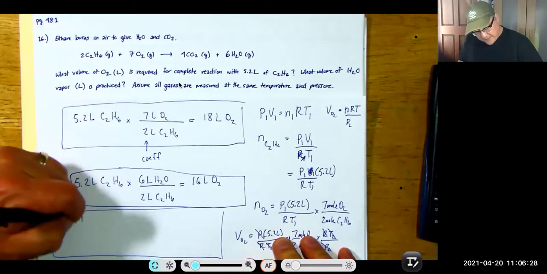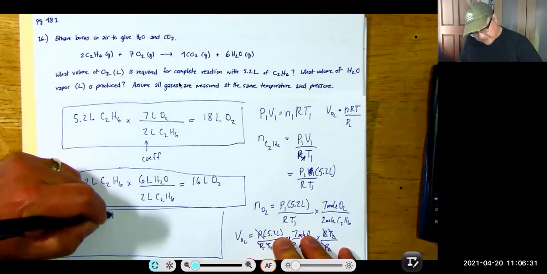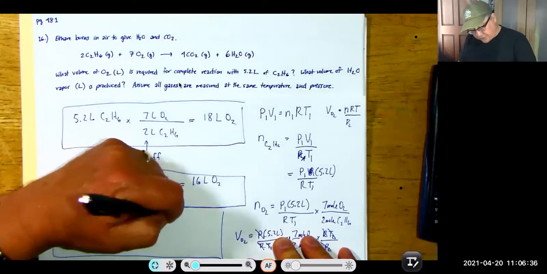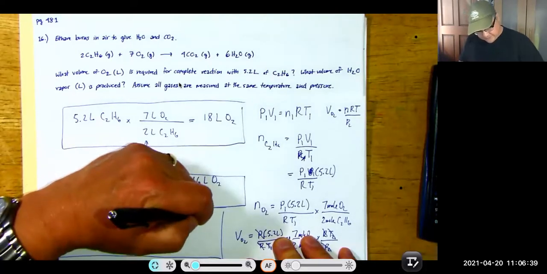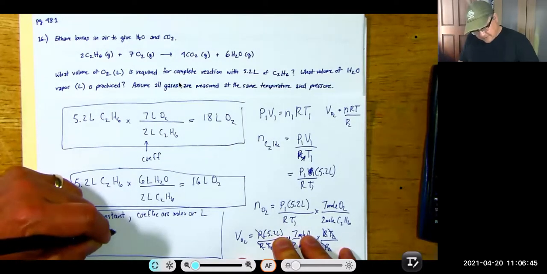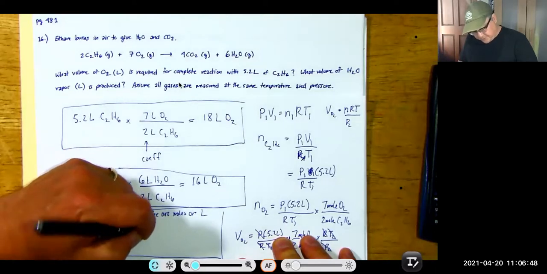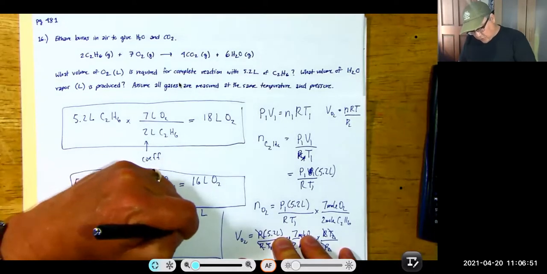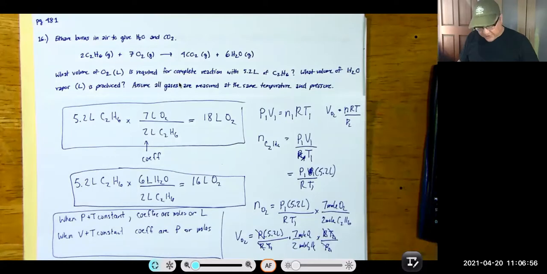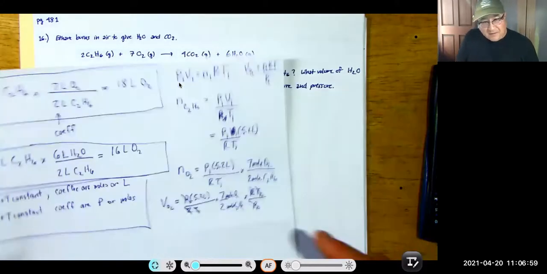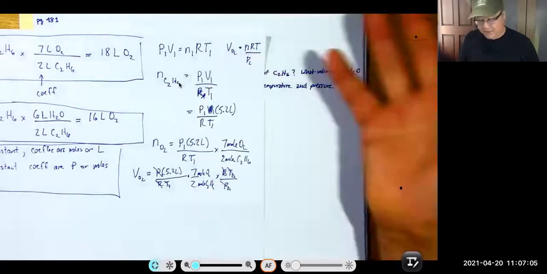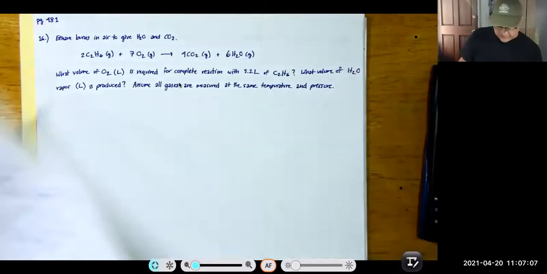When P and T are constant, coefficients are moles or liters. When volume and T are constant, coefficients are pressures or moles. That's it. Okay, so this is a good thing to remember. I don't think I've ever done this before in another class because it's just too much work, but there it is. You can see that all works out. All right. I don't know if I'm glad I did that or not.